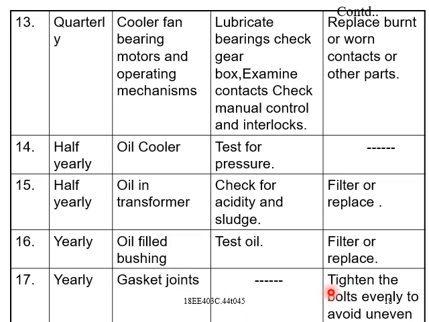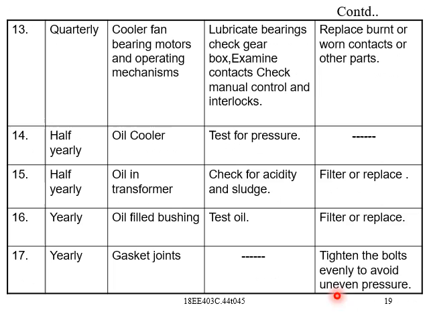So gasket joint, if any unsatisfactory condition is observed, we can tighten the bolts evenly to avoid uneven pressure. And in continuation to the next slide, the 13th one is quarterly maintenance. The items to be inspected are cooler fan, bearing, motors and operating mechanisms.